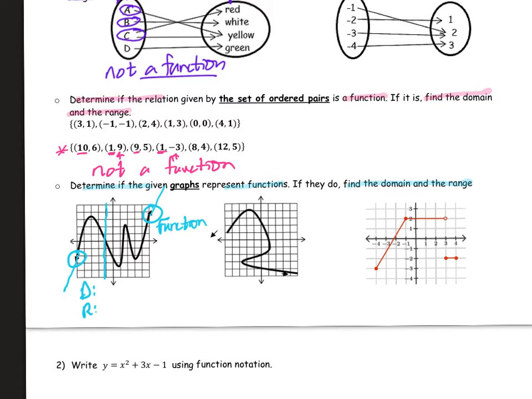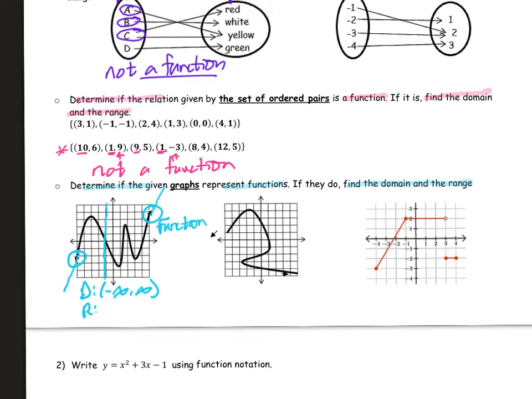So that means my domain, my x's, are going to keep going forever, and my y's are going to keep going forever. So my domain is from negative infinity to positive infinity. Remember, I always do domain and range from least to greatest. And infinity is never included in anything, so that's why I'm using a parenthesis.